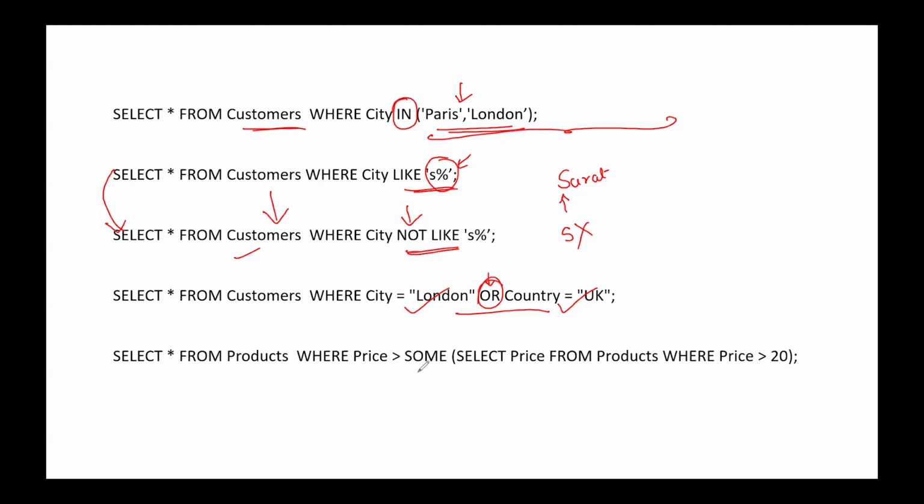Select star from product where price is greater than some. Here, the inner query is select price from product where price is greater than 20. Whichever products have a price greater than 20 will be returned here. Just like how we had Paris and London, like that we will get some products here. So I'm going to select the products which match the condition, that is, price should be greater than some of these prices. Then I'm going to select those products. So this is how we will use the different operators.